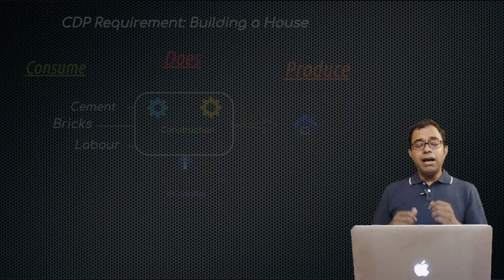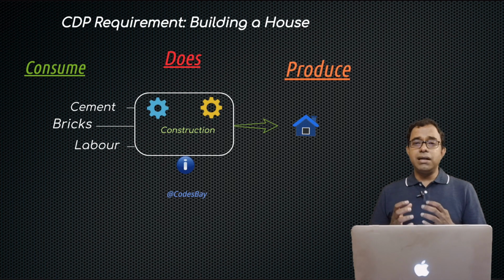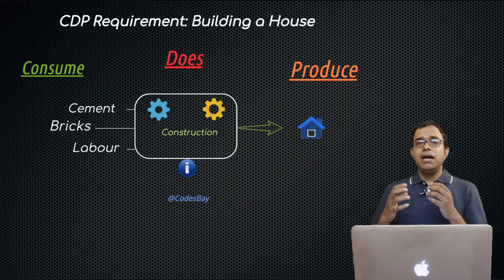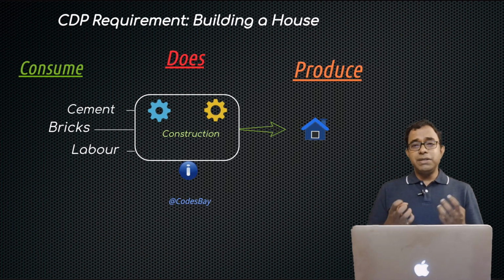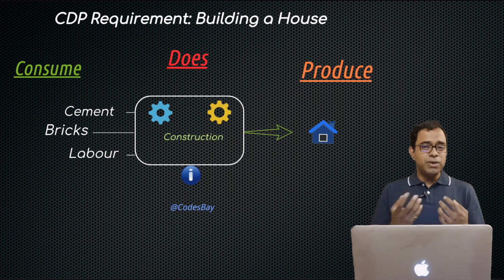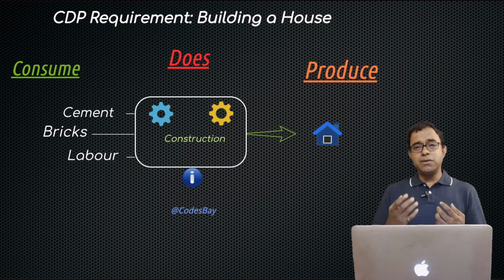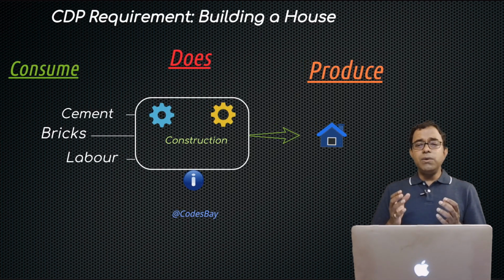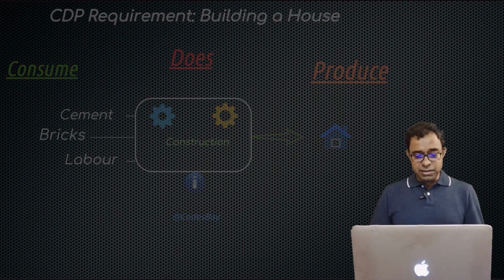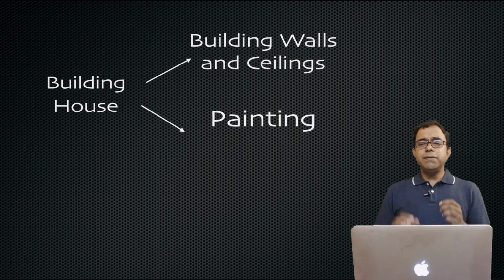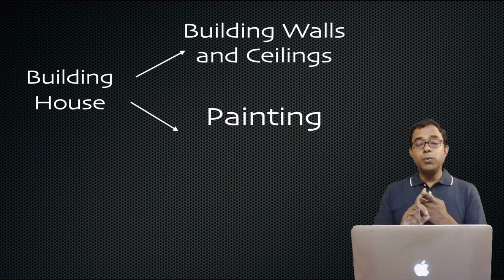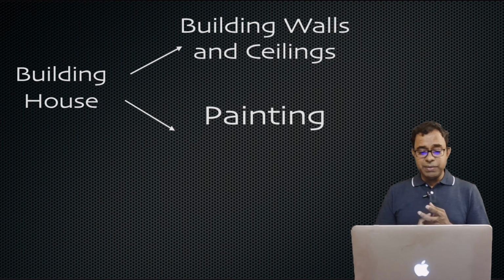It's purely a hierarchical method of requirement management. Now I have shown you a requirement for building a house. You may ask that building a house is a big requirement. We generally tend to break requirements into smaller entities so that we can complete them in one sprint or two sprints and so on. So let's see how it will look when we break building a house into multiple requirements. Let's assume that building the house consists of two distinct requirements: one is building walls and ceiling, second is painting.